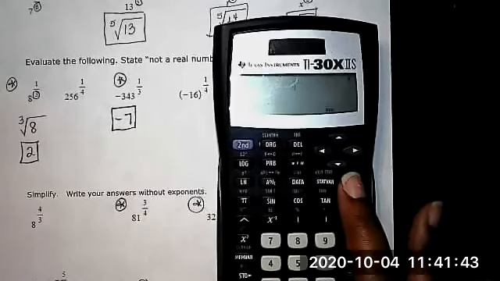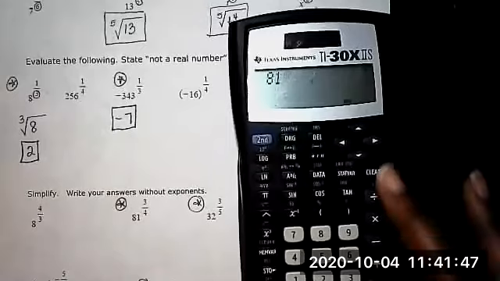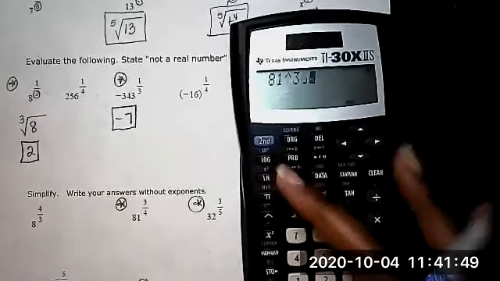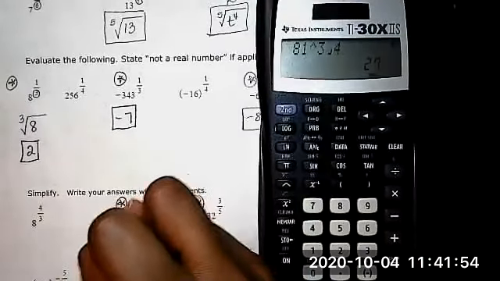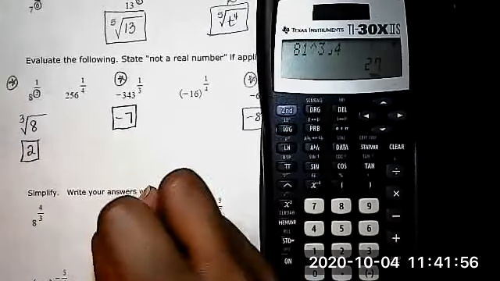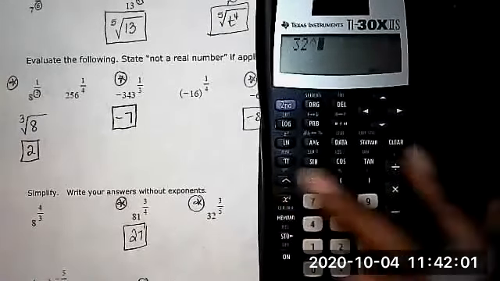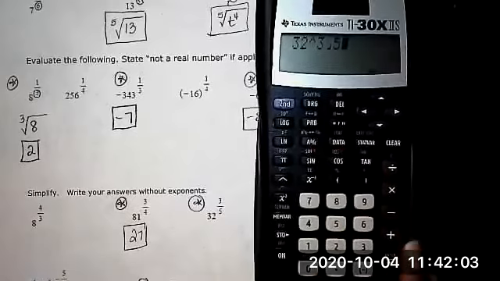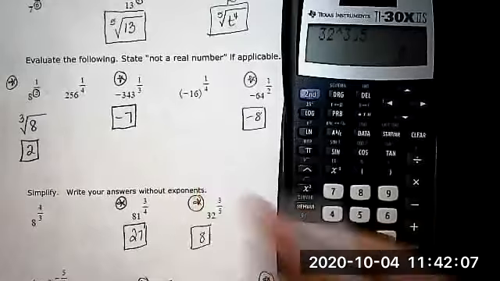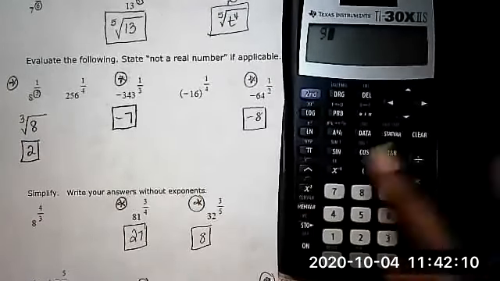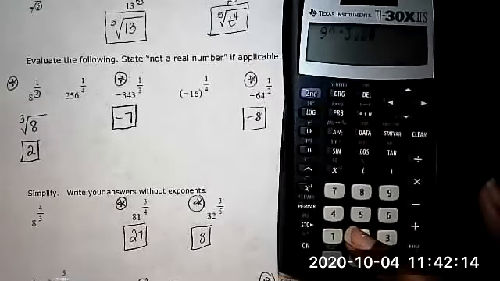All right, so now let's go to here, write your answers without exponents. Let's see if we can just put it in our calculator. Sometimes we cannot. 81 raised to the 3/4 power gives us 27. This one is 27. 27 is your answer there. 32 raised to the 3/5 power, 8. Okay. Here, 9 raised to the negative 3 over 2 power.